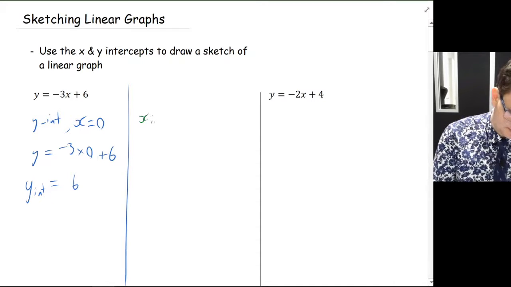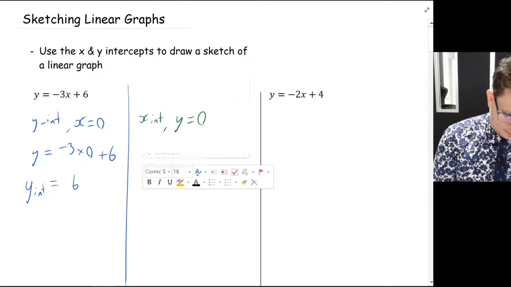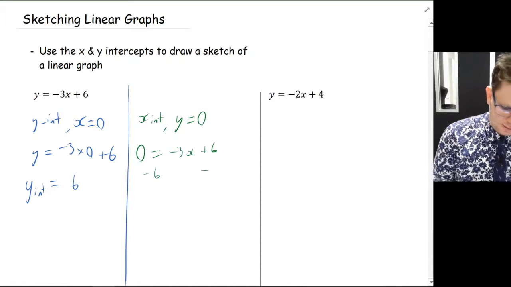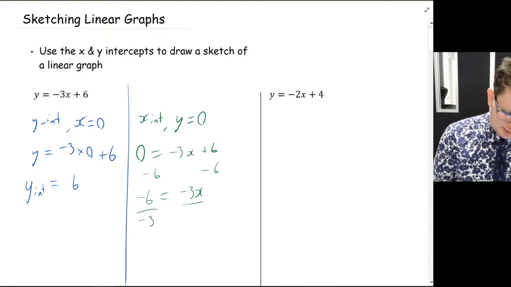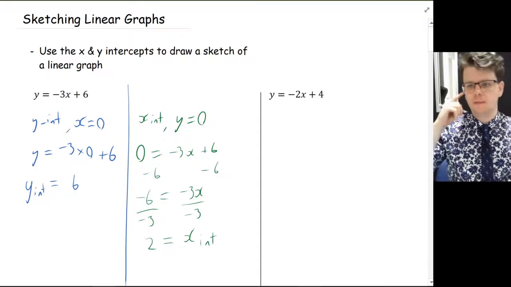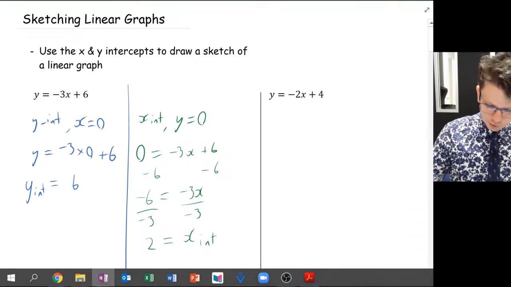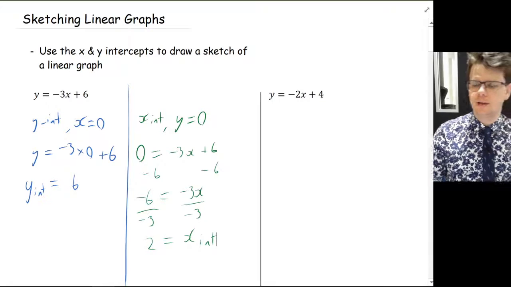Let's do the x int. It is when y equals 0. Take 6 from both sides. Divide both sides by minus 3. Cancels that, and I'm left with positive 2. Alrighty, so that's step one. So first of all, before we move on, have a look at your equation. Make sure you know what your x and y intercepts are.